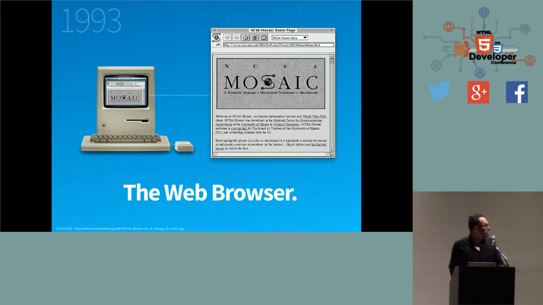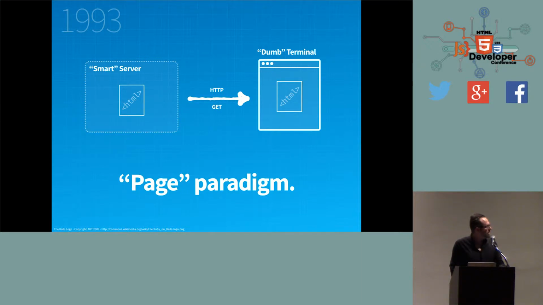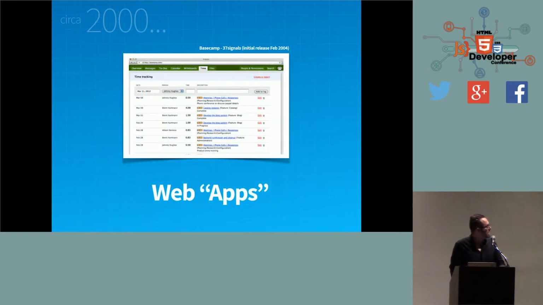And then in 1993, this happens: the web browser, and boom, this page paradigm emerges. And we have smart servers and dumb terminals, and we've got something that looks really similar to where we started in the 50s with the mainframe. So that's 1993. By 2000-ish, we're moving from just consuming content to doing real work, some kind of productive, stateful work happening in these page-based browser things. So we start calling them web apps.